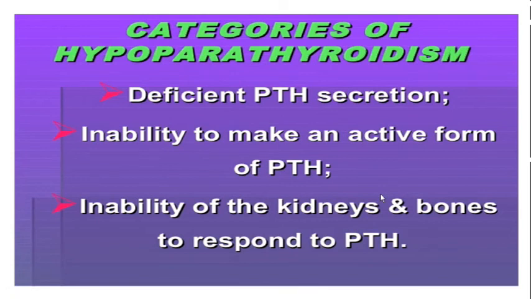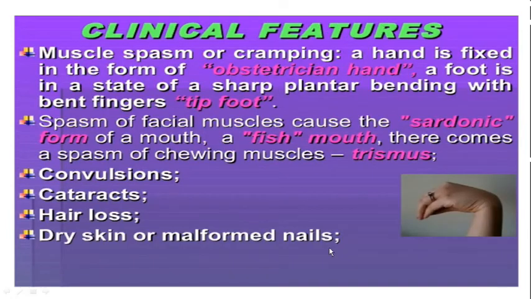So basically the categories encompass deficient PTH secretion, inability to make an active PTH, or inability of the kidneys and bones to respond to PTH. So what happens because of the decrease in secretion of PTH? Obviously there will be a decrease in the calcium level, and that will lead to something called tetany, which is very common in the form of a muscle spasm, or the hand is fixed in the form of an obstetrician's hand, or a spasm of the facial muscle can cause a sardonic smile or fish mouth, or a spasm of the chewing muscle can lead to trismus, convulsions, and dry skin.